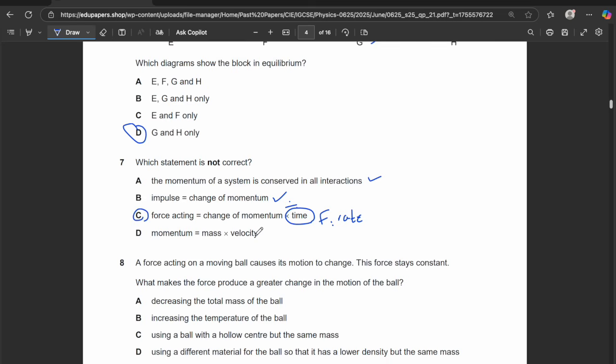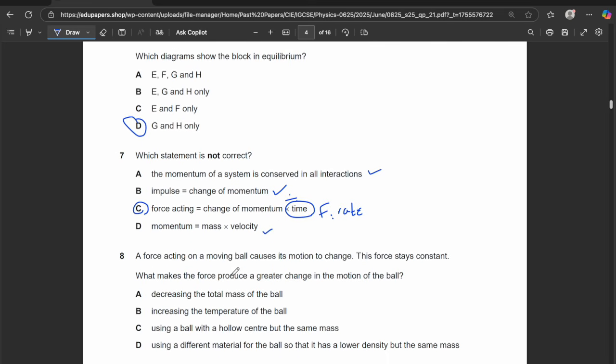And D, momentum is equal to mass times velocity. This is also correct. So the answer will be C.